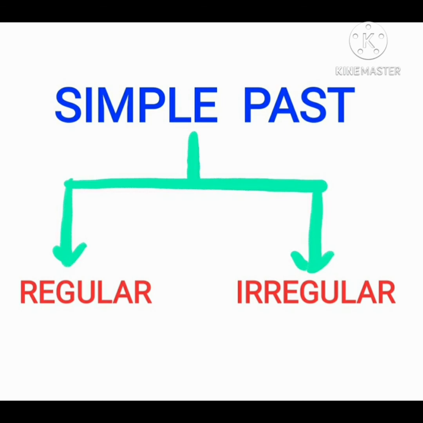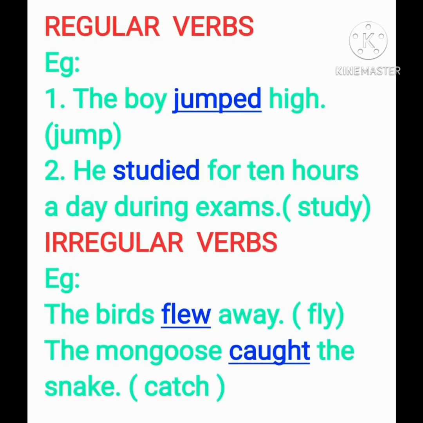For example, he jumped high. Here, the root form of the verb is jump, to which ed is added to take it to the past form.